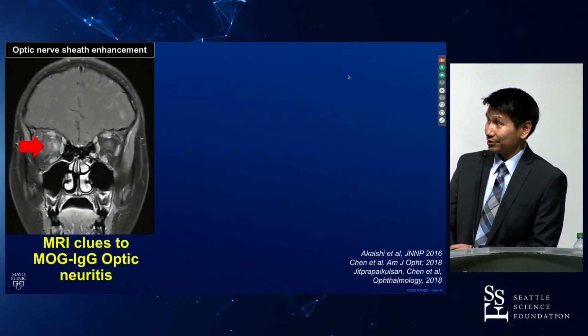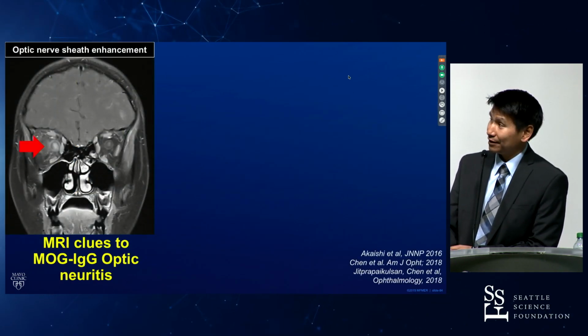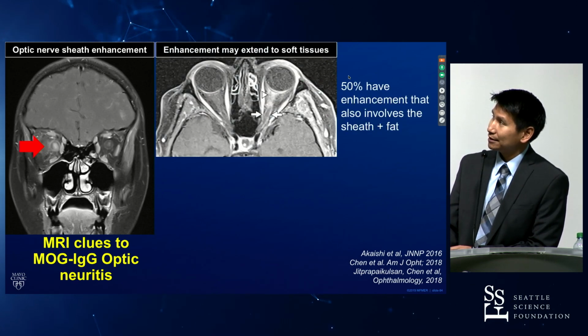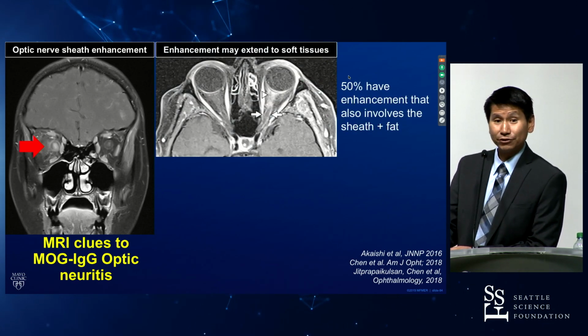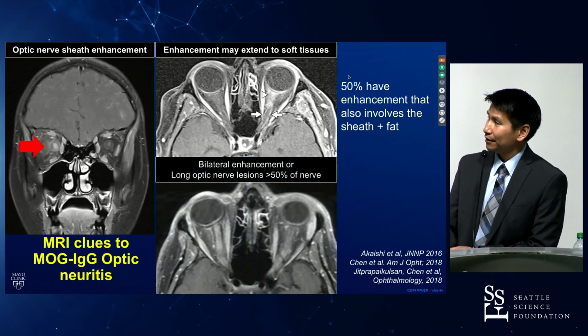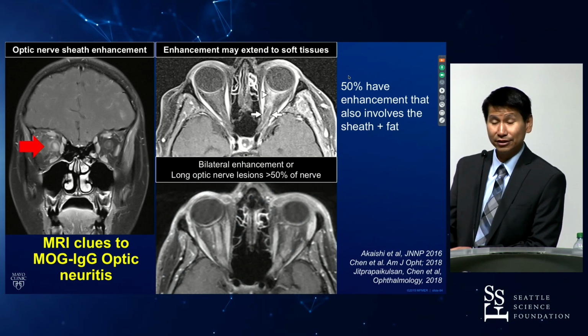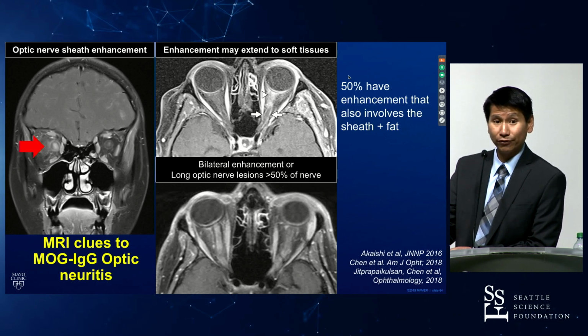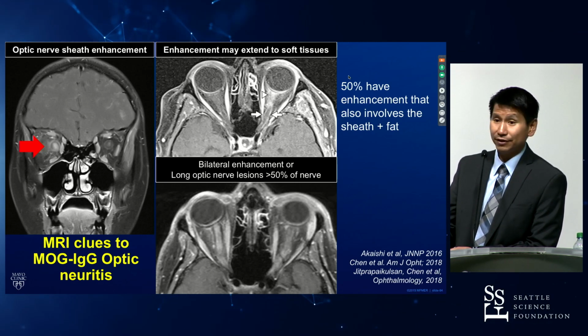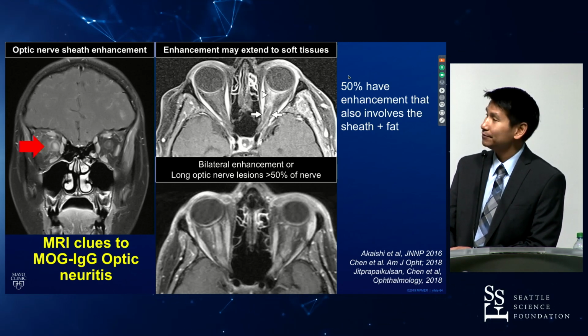There's some radiologic clues as well, and we touched briefly on that. One is the enhancement of the optic nerve sheath, and especially if it extends into the peribulbar fat, which we call perineural enhancement. That's very pathognomonic for MOG. And bilateral lesions and long lesions extending more than 50% of the nerve are also very suggestive of either MOG or aquaporin 4. You're not going to typically have this kind of radiologic feature in MS. But this is probably the most specific feature just for MOG itself.